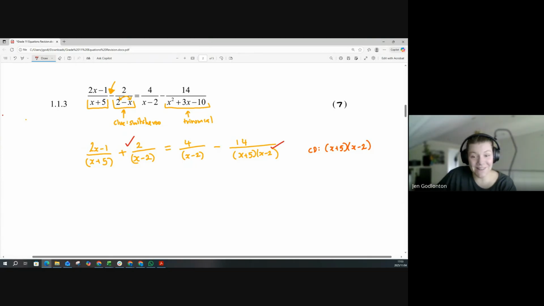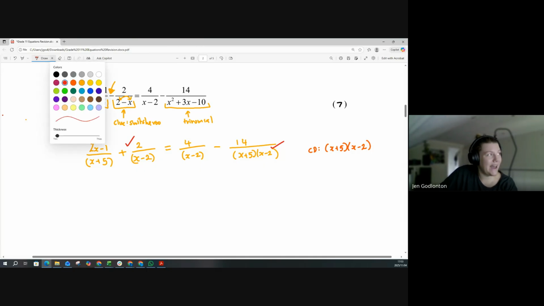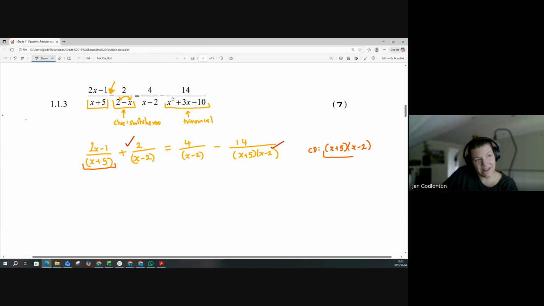Okay, I'm gonna step in here before we have any more damage that happens. My advice in these questions is look at what you have in the denominator and what your common denominator is, and then think about what you need to add. So at the moment, I've got the x plus 5, but I don't have the x minus 2. So I'm going to take my 2x minus 1, and I'm going to multiply it by what I didn't have. So I'm going to multiply it by my x minus 2.